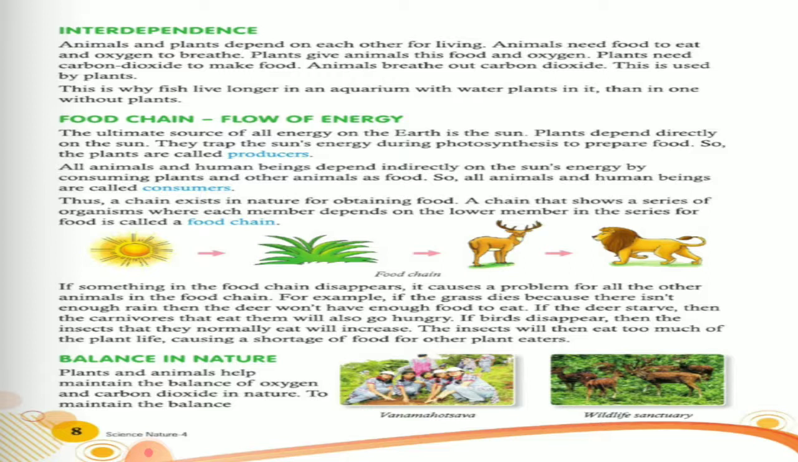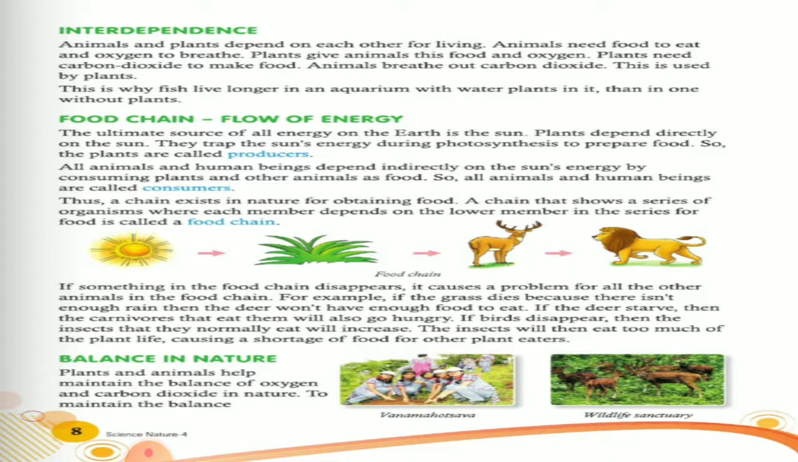This is called interdependence. Animals need food and oxygen to live, and those are provided by the plants. Plants give animals food and oxygen. At the same time, plants also need carbon dioxide to make food or to perform photosynthesis. Animals give plants that carbon dioxide. Animals breathe out carbon dioxide and that carbon dioxide is taken by the green plants. So this is how animals and plants depend on each other for living.